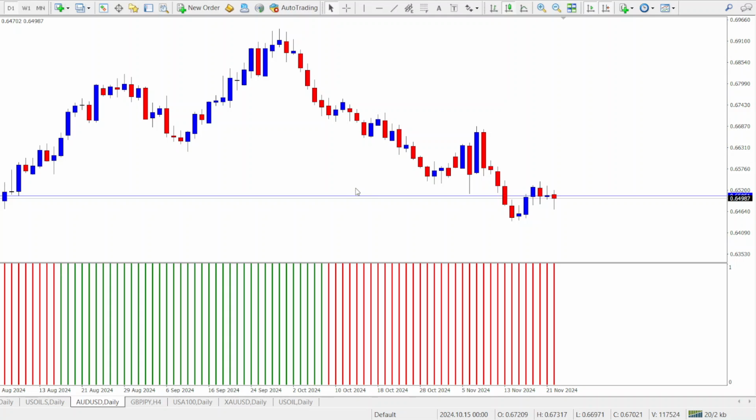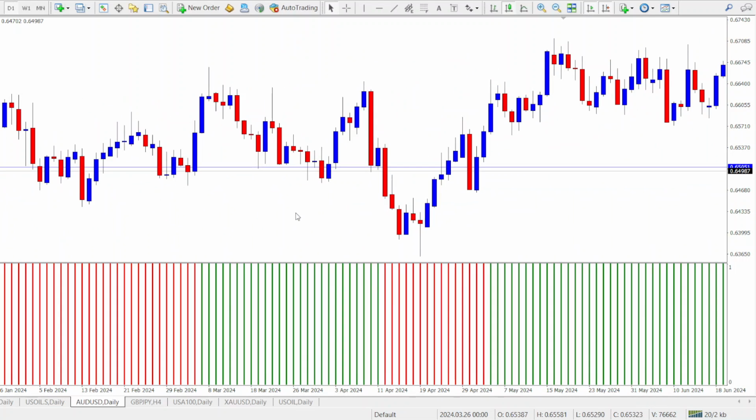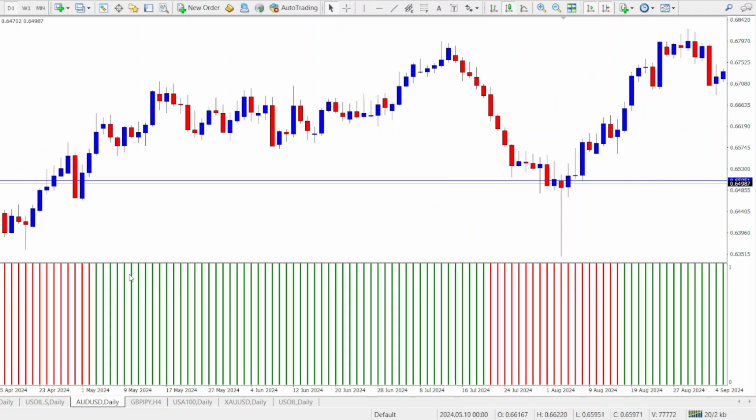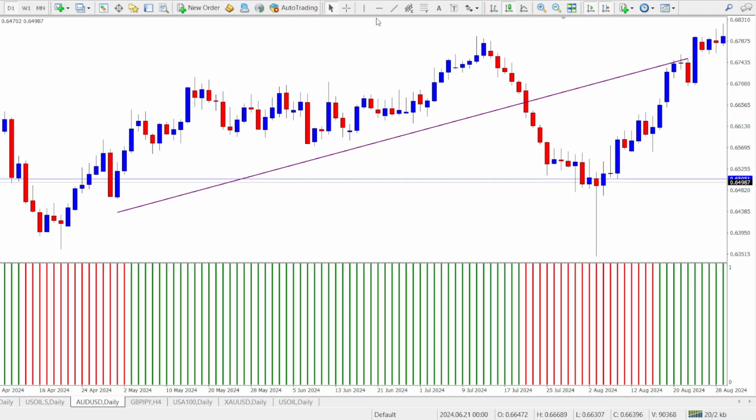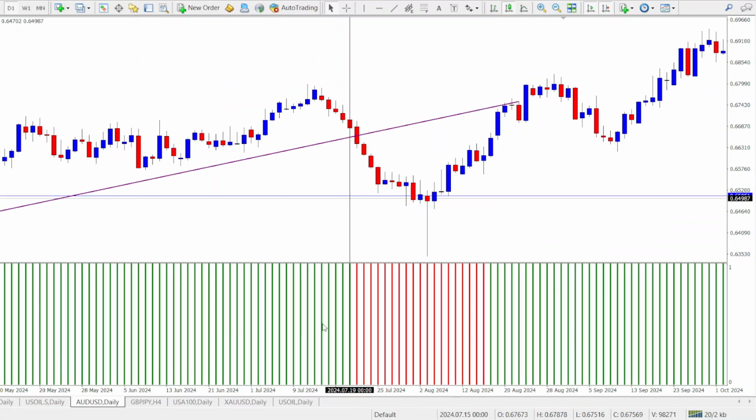Now how do you get signals with this indicator? Basically, when the indicator brings out green histogram bars consistently, it shows a buy trend. As we can see, consistently, you can see these histogram bars kept displaying throughout this buy move. Throughout the buy move, we had the green histogram bars.